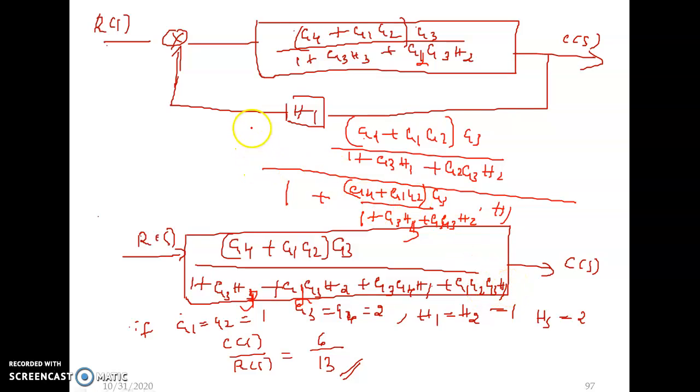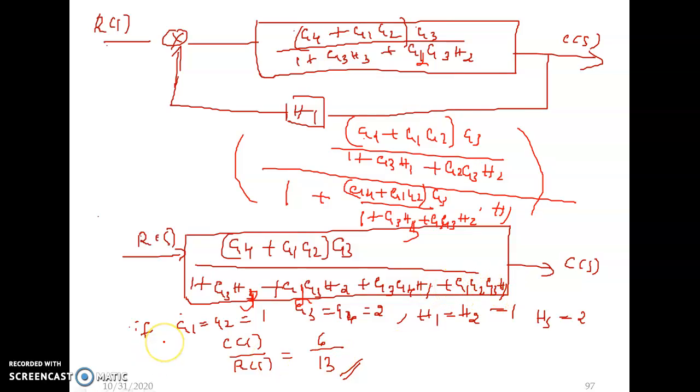So if you simplify this, we will get this function. And now here we can see we have one input and one output. So I can write the transfer function as C of S by R of S as G4 plus G1 G2 into G3 whole divided by 1 plus G3 H3 plus G2 G3 H2 plus G3 G4 H1 plus G1 G2 G3 H1.